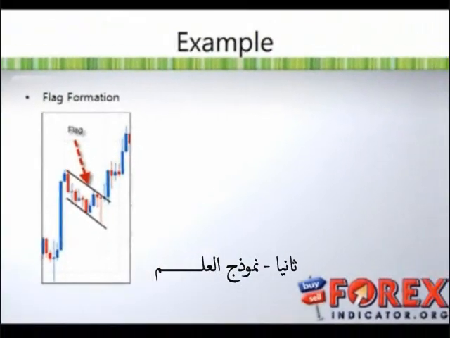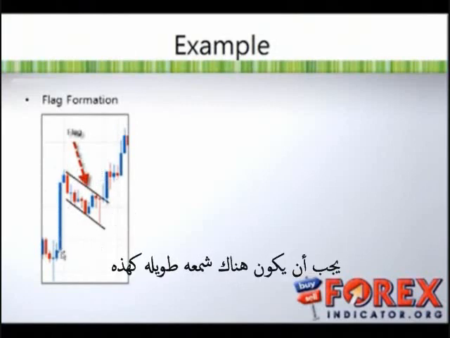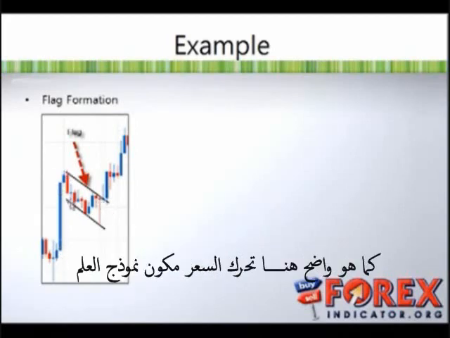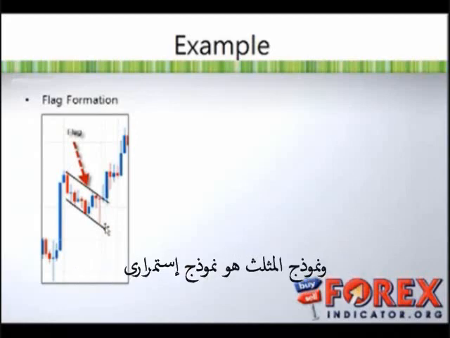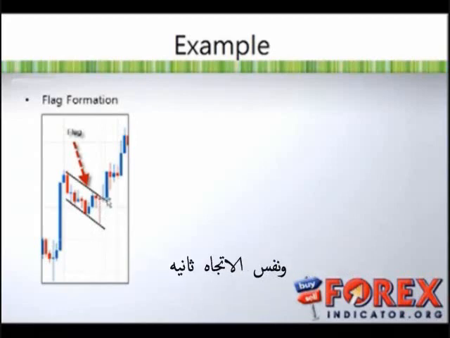And number two, the flag formation. For this flag formation to work, you must have a long candle which acts as a flagpole. It must be a very long candle like this. You can see the flagpole, then you can see here it moves in a pattern, which is a flag. A flag pattern is also a continuation pattern. What we do is wait for price to make a valid breakout and enter a trade in the same direction again, and we make a profit from the run.